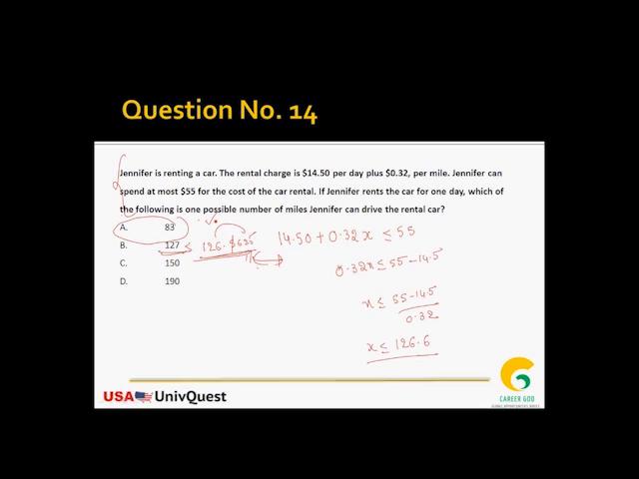Like me, there are many teachers on the College Board website who prepare questions. They know the mentality of the students. So concepts are very important, and at the same time, reading the question carefully. What are they asking? Which of the following is one possible number of miles Jennifer can drive? 83 is a possible number. Yes, so let me go ahead and mark it. A is the answer.